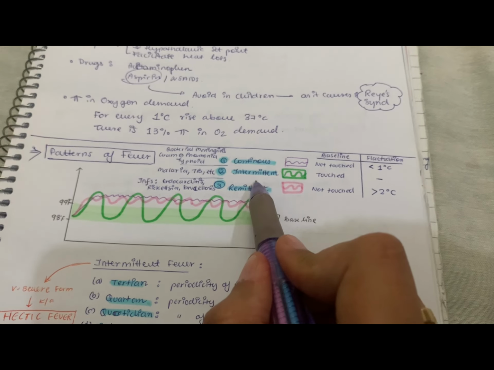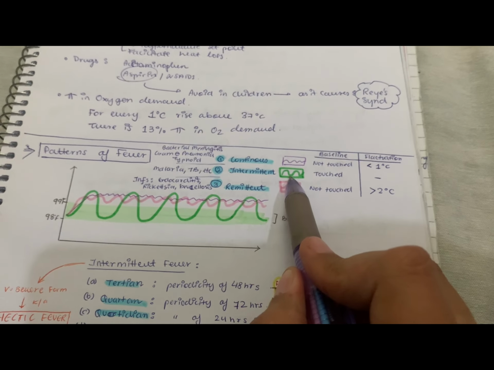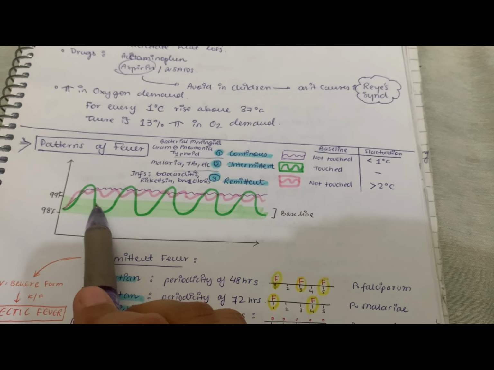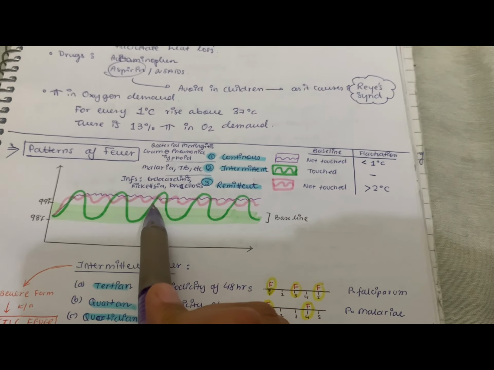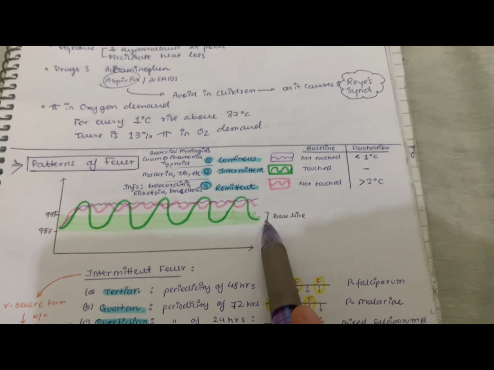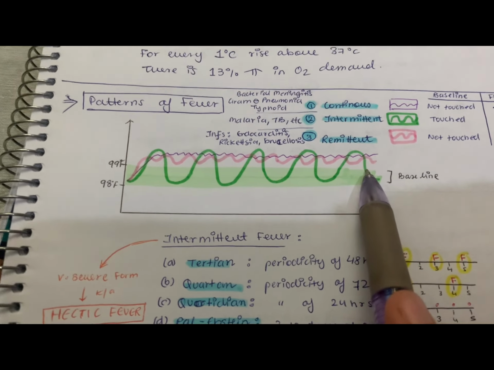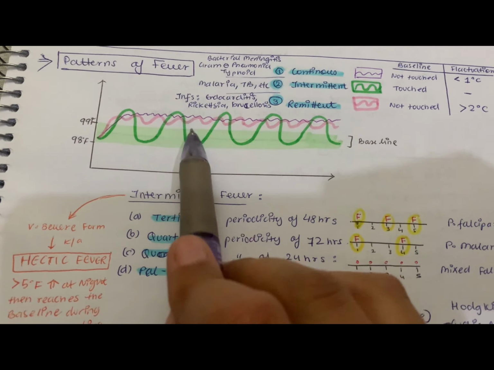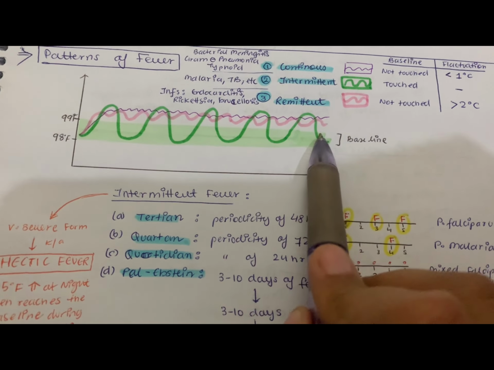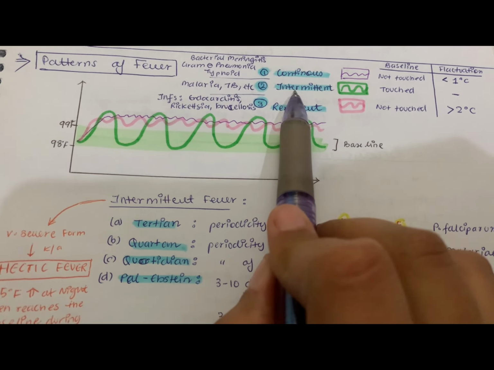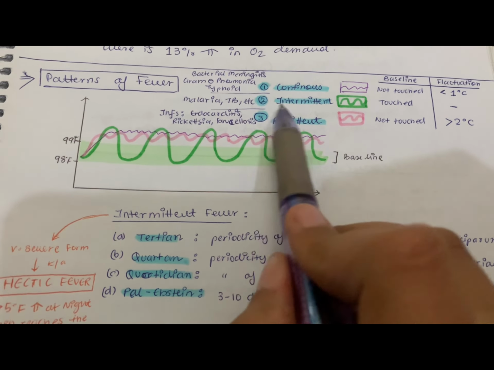Now coming to intermittent fever, I have represented it here with green. So with the fluctuations, you can see the baseline is often touched. The baseline is here. This green colored highlight is the baseline. So it is touching the baseline, it is going up, it is touching the baseline. All right. So intermittent fever, the causes can be malaria, tuberculosis, etc.